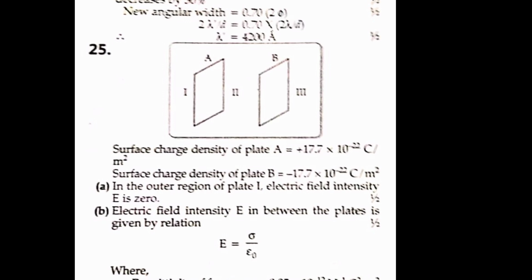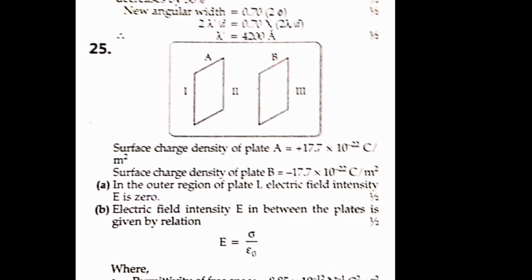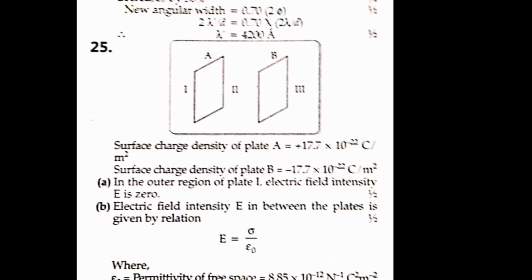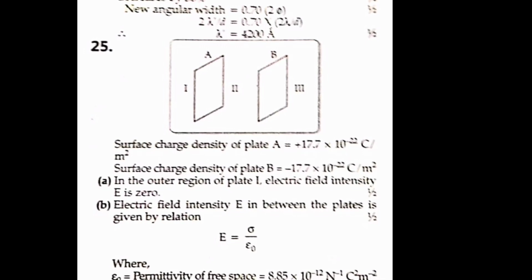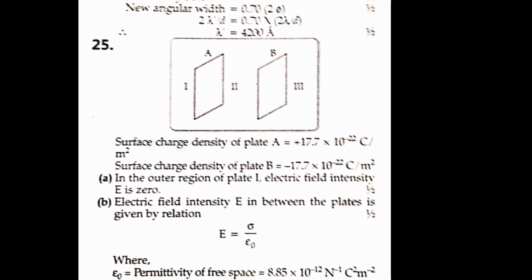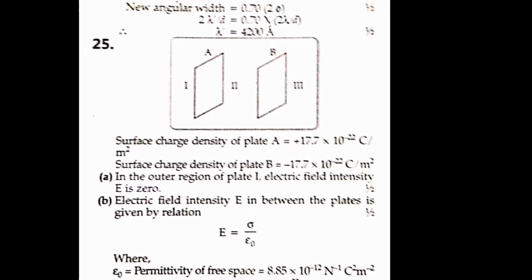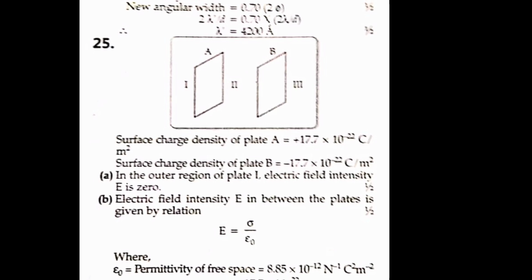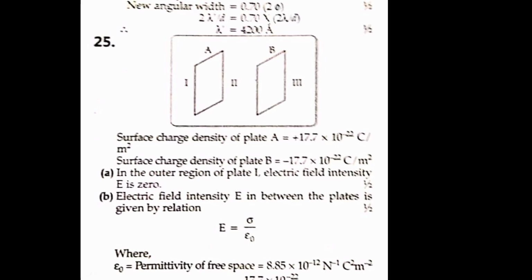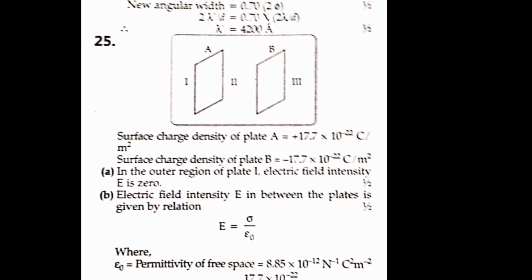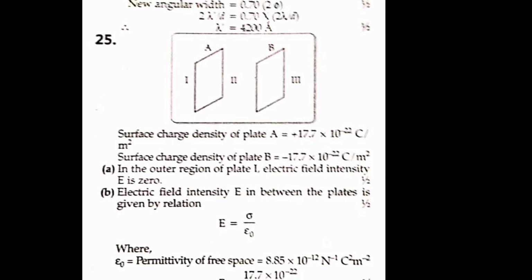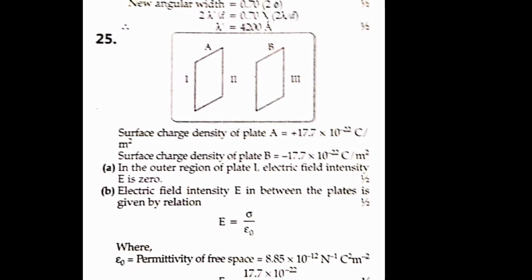Here we can see two metal plates which are parallel and close to each other, that is metal plate A and B, which makes three regions, region 1, 2 and 3. Plate A has a surface charge density of plus 17.7 into 10 raised to minus 22 coulomb per meter square, and the surface charge density of plate B is minus 17.7 into 10 raised to minus 22 coulomb per meter square. Now we have to find the electric field intensity in the outer region of the first plate.